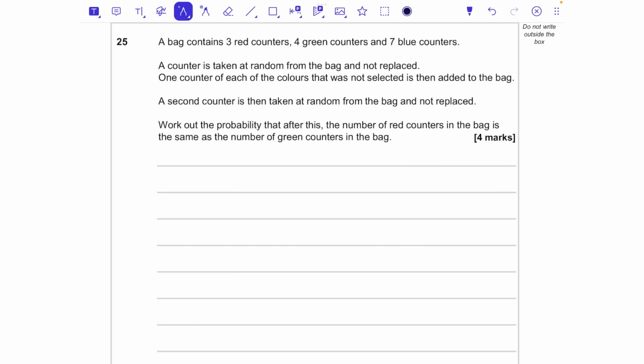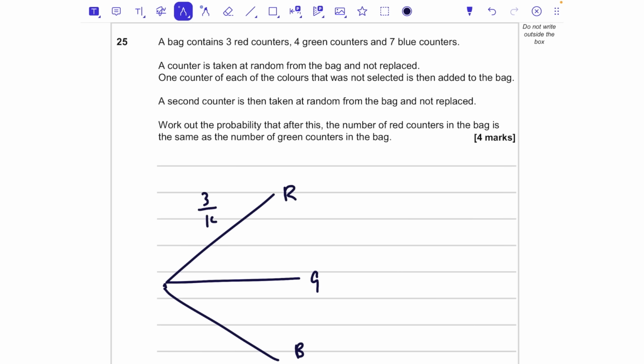So I'm going to use a tree diagram to try and work this out. I've got my first pick, which is either going to be red, green, or blue. Now the probability of red is 3 out of 14, that first pick. The probability of green is 4 out of 14, and the probability of blue is 7 out of 14. Now, if we come up this top pathway, if we take a red out the first time, we're then going to pick again, red, green, and blue.